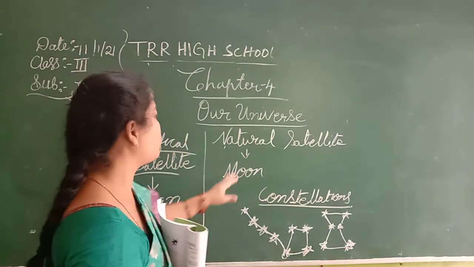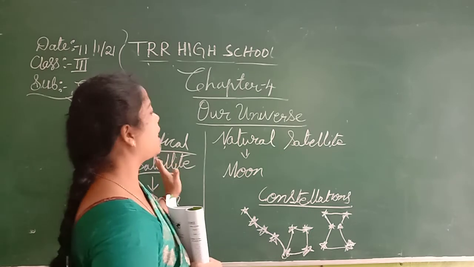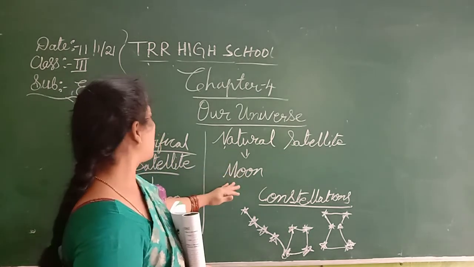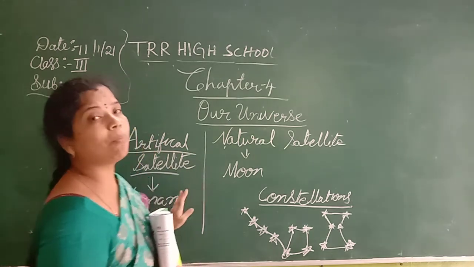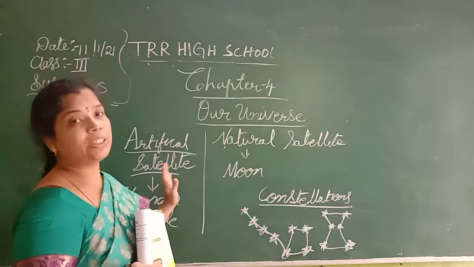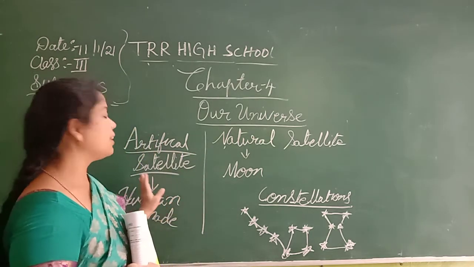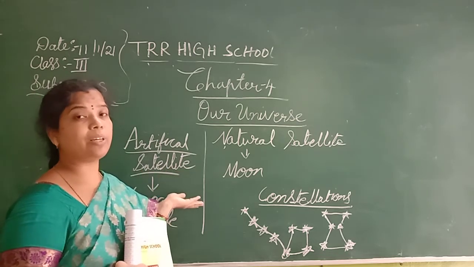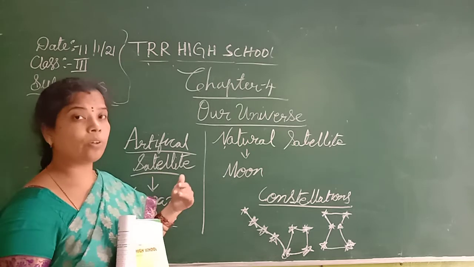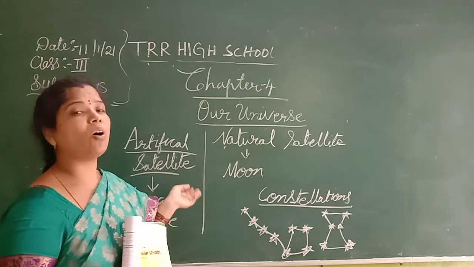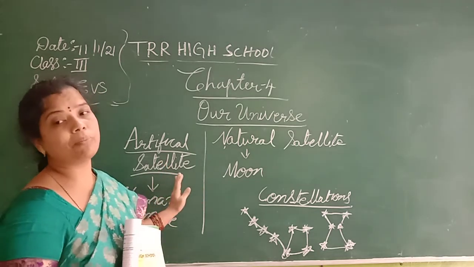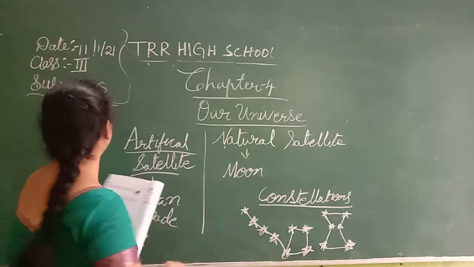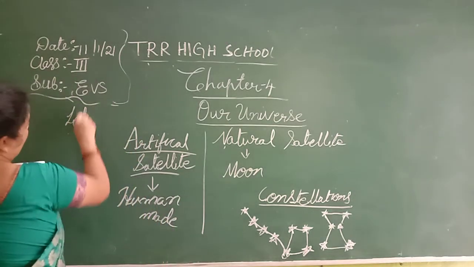I hope you understood what a natural satellite and an artificial satellite are. Natural means the moon, which is made by God itself. Artificial means human made, which we have done. For example, the TV programs, the radio which you listen to, even the phone and the net, all these are human made.